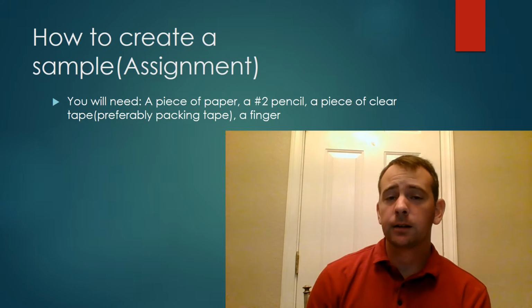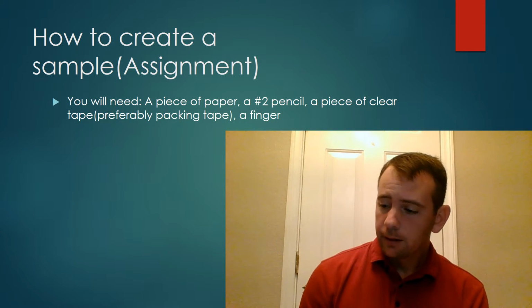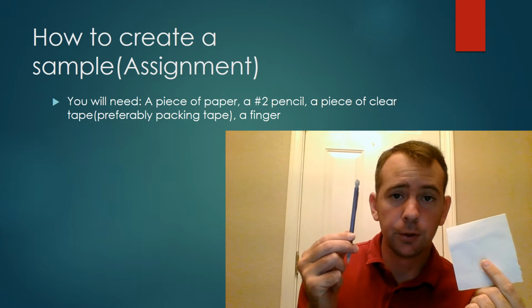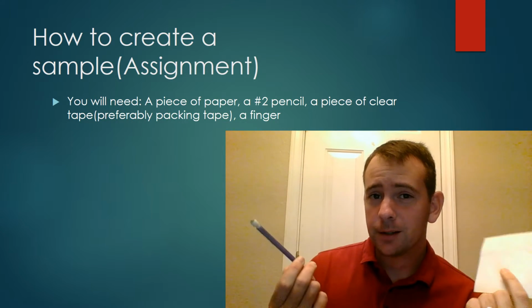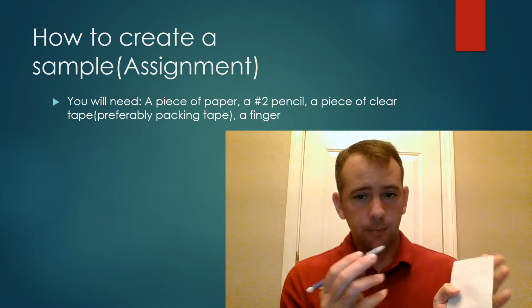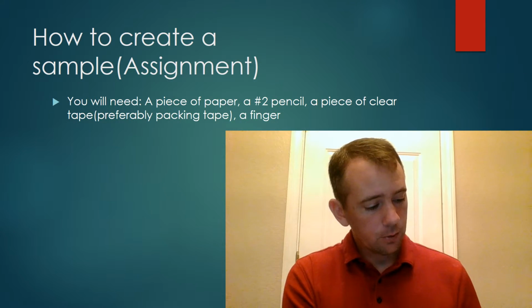Alright, so now that we've talked a little bit about fingerprints, let's try to make one. Let's make a sample. What you need is a piece of paper and a number 2 pencil. Some of you may have tried this in your younger years. I know I did. All you're going to do is take your pencil and start scribbling, and you're going to scribble quite a bit.